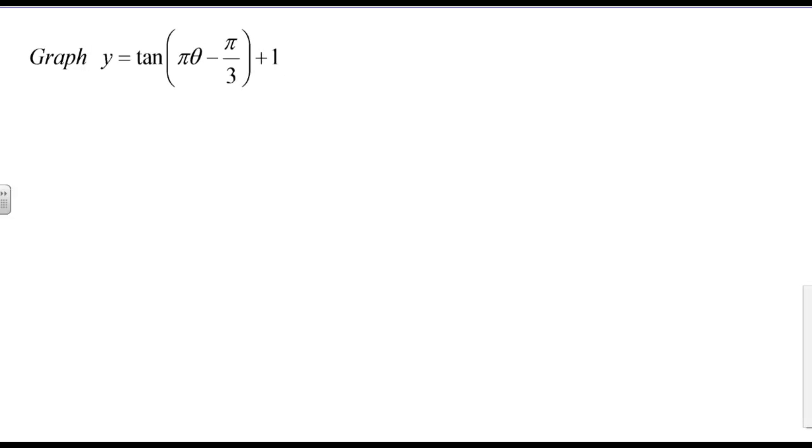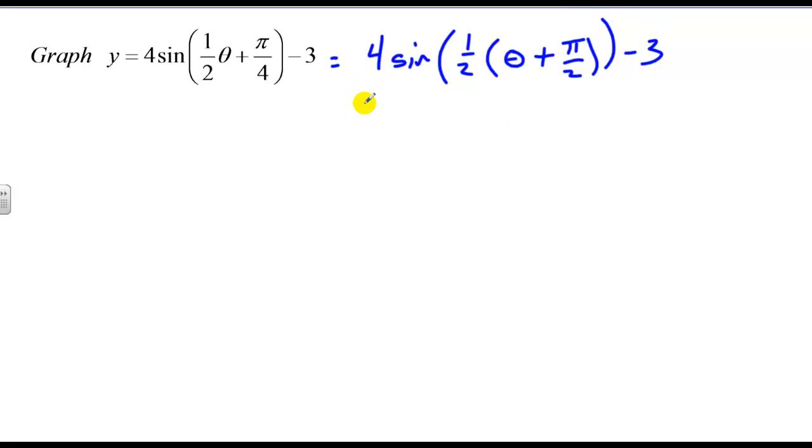This has got just about everything in it. So let's go ahead and do it. We have to factor in the first place. So we've got 4 sine a half multiplied by theta plus pi over 2 minus 3. So here's my amplitude, k value, phase shift, and vertical translation.